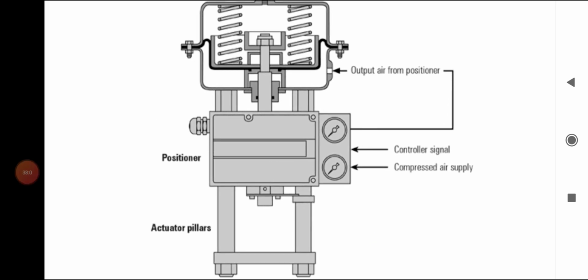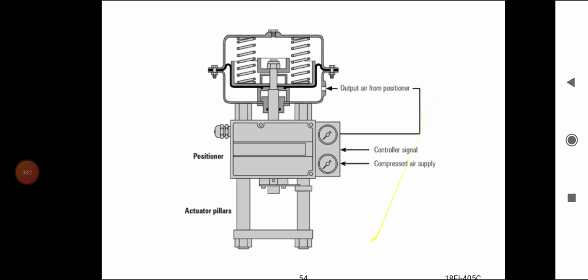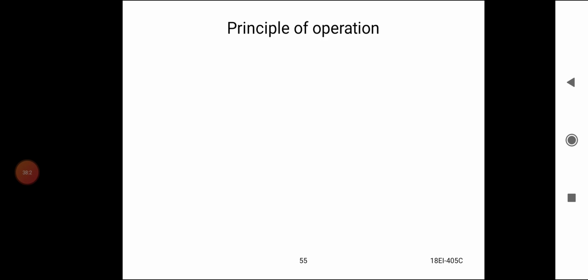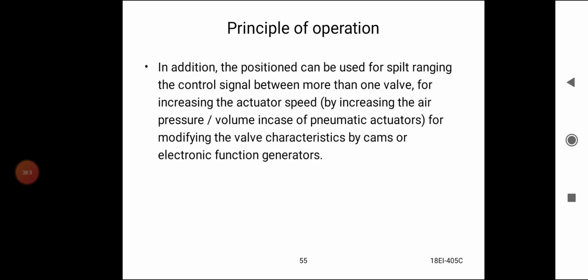The valve positioner: actuator pillars, positioner, control signal, compressed air supply, output air from the positioner. This is a typical valve positioner. The principle of operation of the valve positioner.